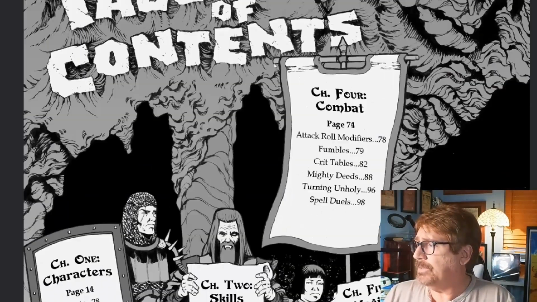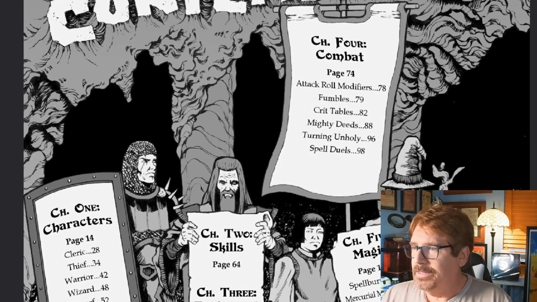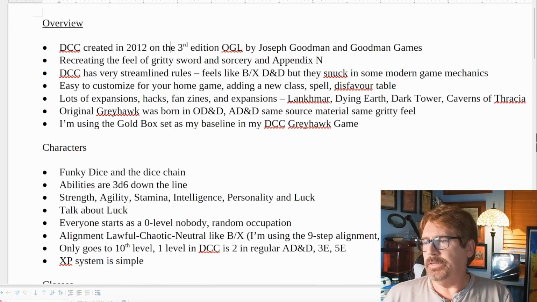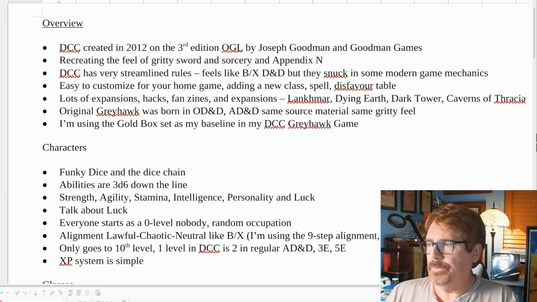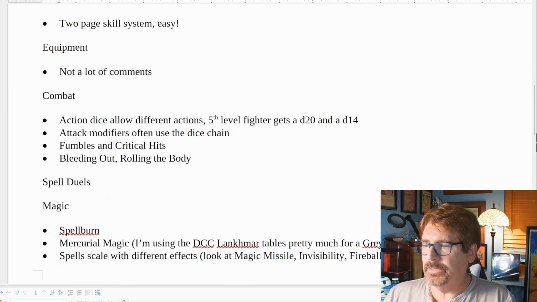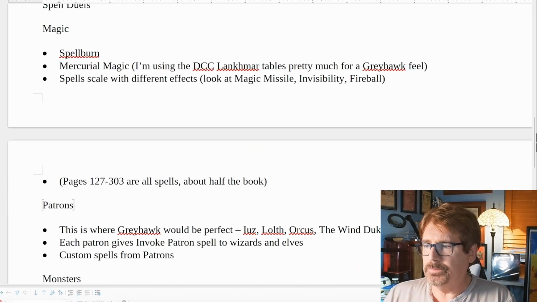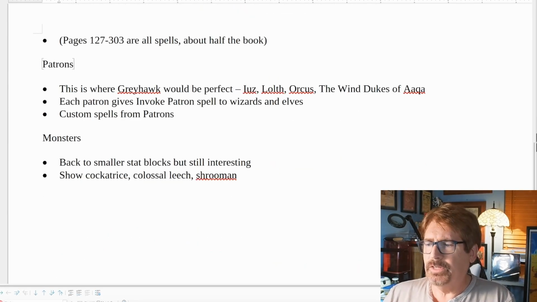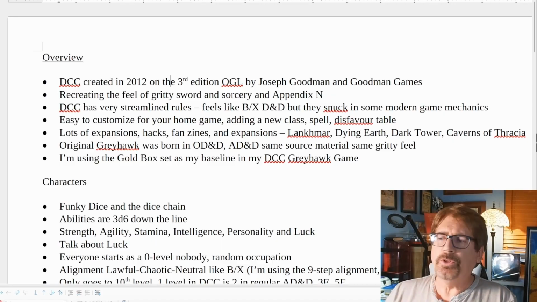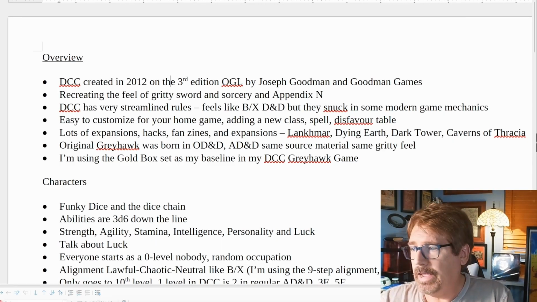So let's go ahead and get past all this artwork here and start at the very beginning at the table of contents. This is what he sent me. He sent me an overview of what he thinks of the rule system and the characters, the classes, the skills, the equipment, combat, spell duels, magic, patrons, and monsters. Little comments here. Let's start with the overview of what he mentioned. Then we'll look at the manual real quick and see how that works out.